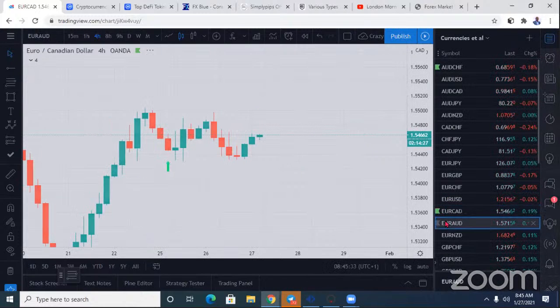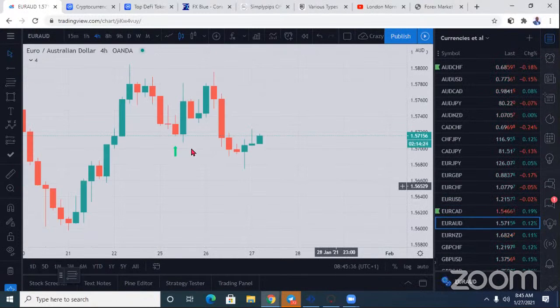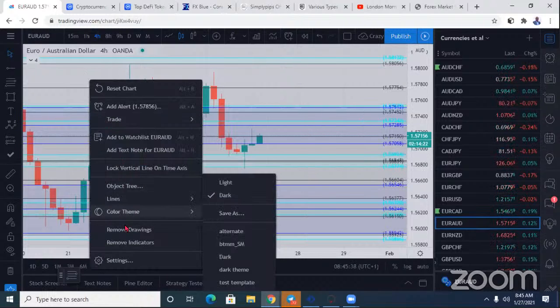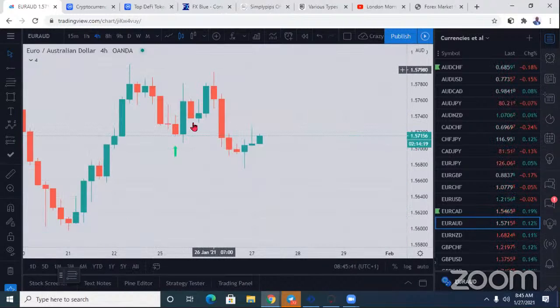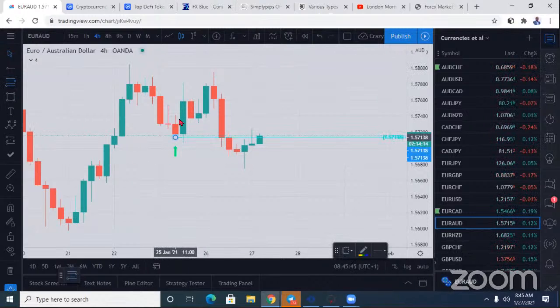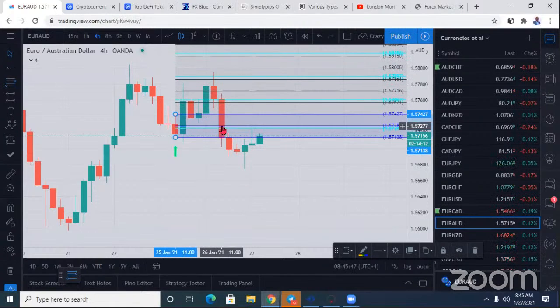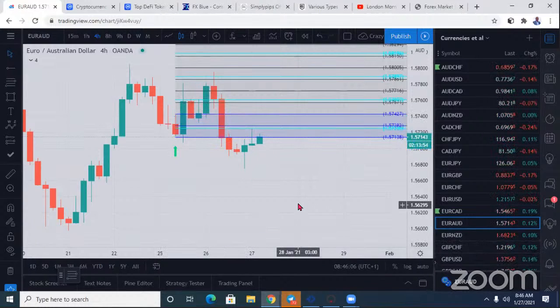Let's move on to Euro AUD. So in the case of Euro AUD, we have a bullish PC that has been invalidated, and now we're looking for reasons to sell. If it revalidates, we will buy. Again, a lot of trader psychology coming in here. If you don't want to lose, then you don't want to be a trader.